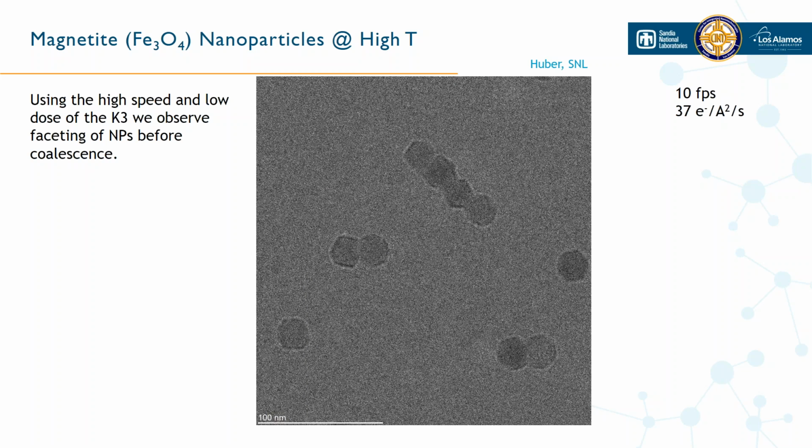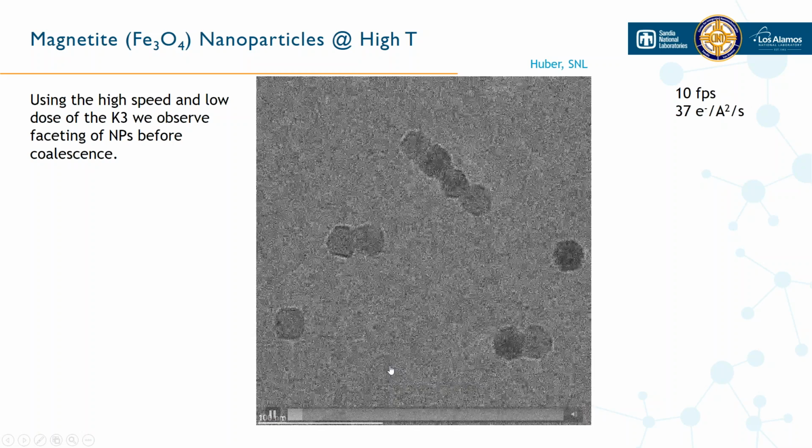This is high speed of the camera at low dose, and this is at very high temperature. So this is a little more grainy because it's high temperature and there's much more gas. This is pushing the limits of the pressure allowed in the octagon.